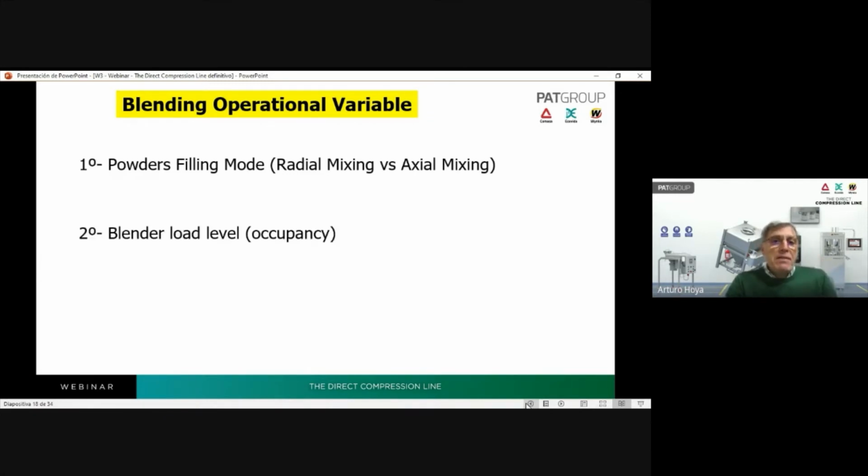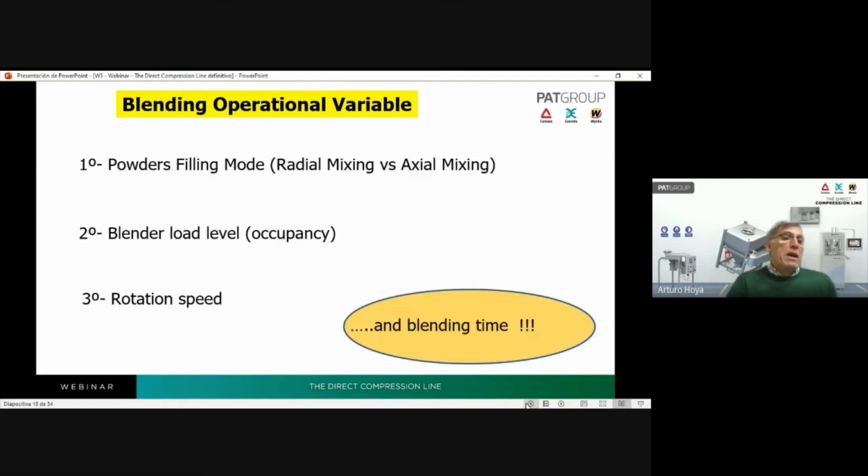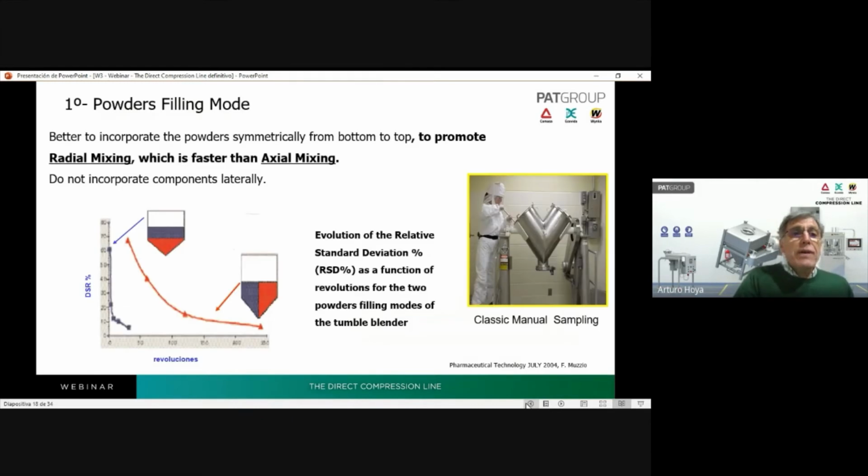So the first variable is the powder filling mode. The second, the blender load level, the occupancy, let's say 20% or 80%. The third variable is the rotation speed, of course. And the fourth, very important, is time: how much time we let the blending operate. So four variables to keep in mind. The first is the powder filling mode.